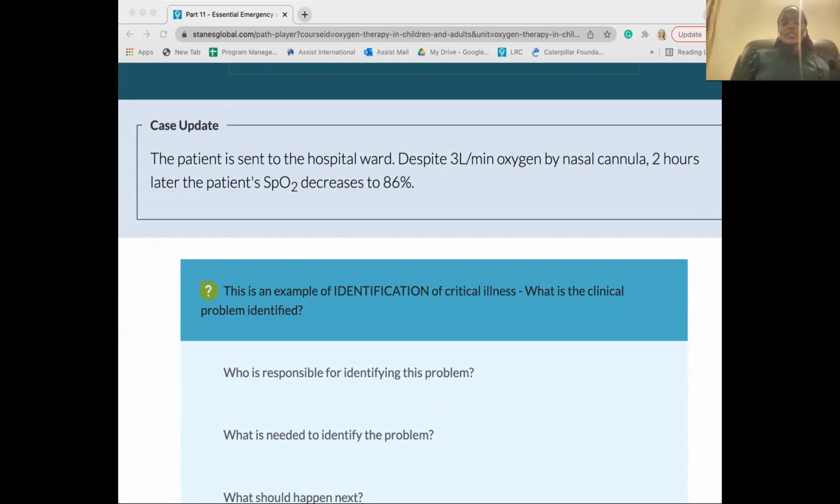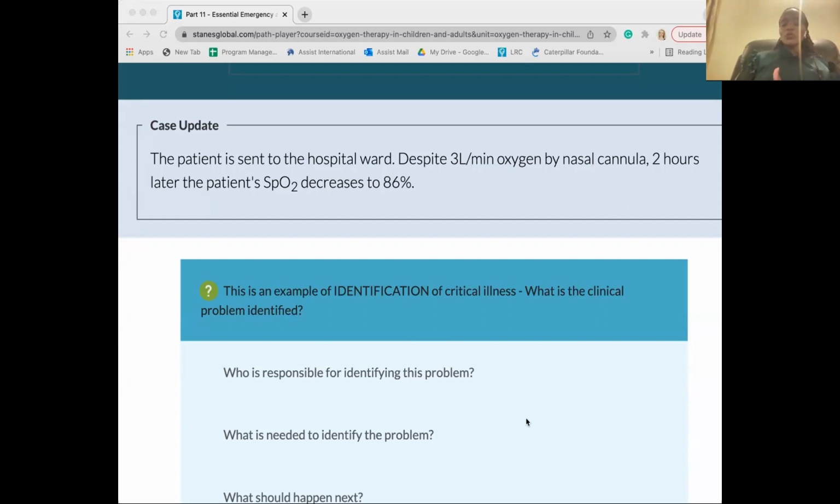So this is an example of identification of critical illness. What is the clinical problem identified? And then who is responsible for identifying this problem? It's usually the clinician, me and you, who identifies that this patient is probably dyspneic. This patient has a high respiratory rate, probably a high pulse rate, and is maybe using accessory muscles for breathing. So meaning they're tachypneic and they're struggling for breath. So it is the clinician, the medical officer or the consultant, who will identify that the patient has a problem.